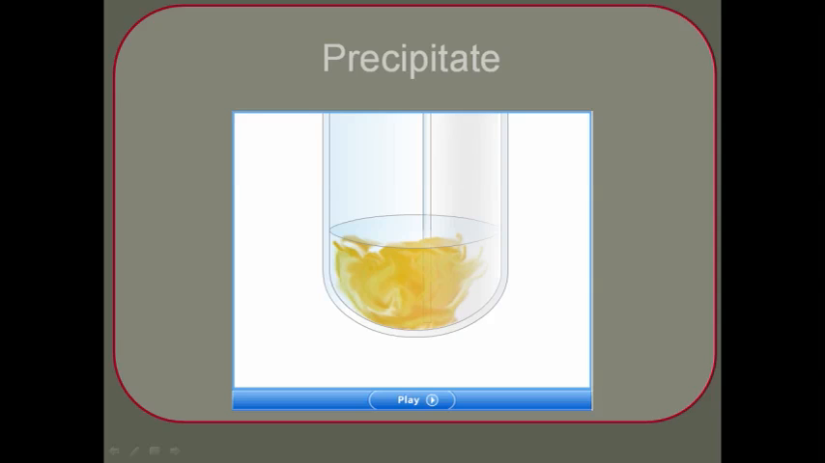One of the terms mentioned in the previous animation was the term precipitate, and as a reminder, a precipitate is an insoluble solid. In other words, it's a solid that will not dissolve in water.